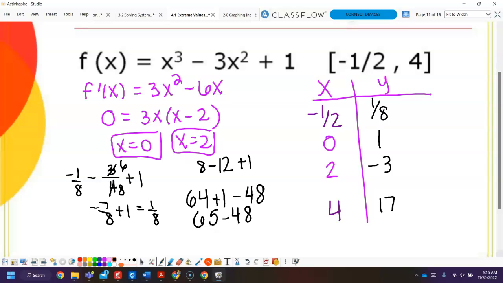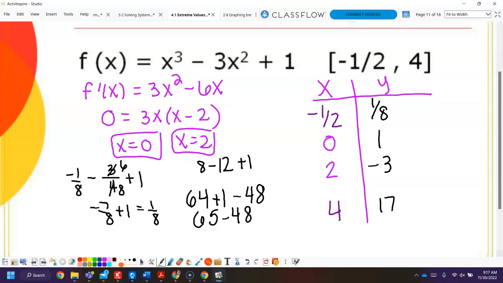So, absolute max at 4 1/7, absolute min at negative 3. EVT says endpoints. I cannot stress that enough. EVT means you have to check your endpoints as well as the critical points. Endpoints, critical points, candidates test. That's what it's often referred to.